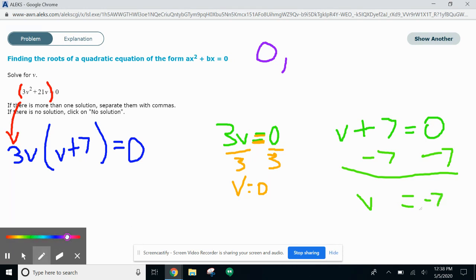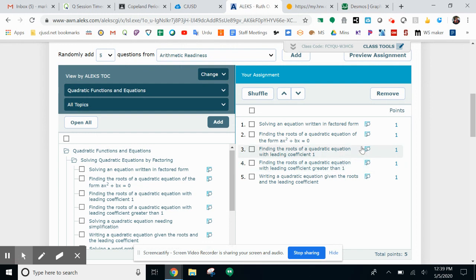And I'll use pink to cross off my 0 pair there, and in purple, I'll write my answer 0 and negative 7. And those will be my two solutions there. If there is a problem where there's no solution, you can write that. But for most of these, from what I've seen on ALEKS, they're not giving you any with no solution. So now I'm going to go to the next problem.